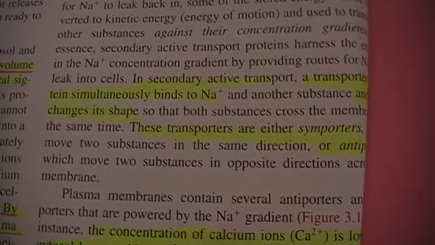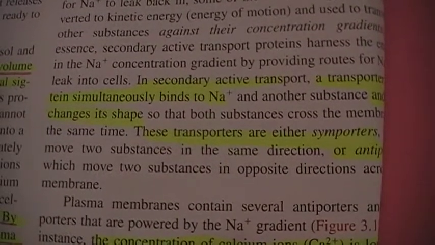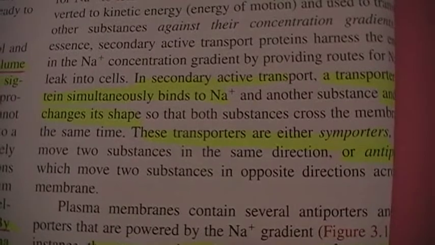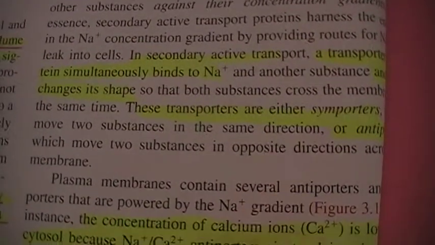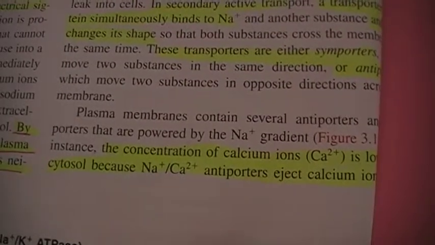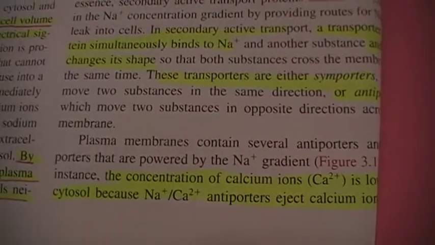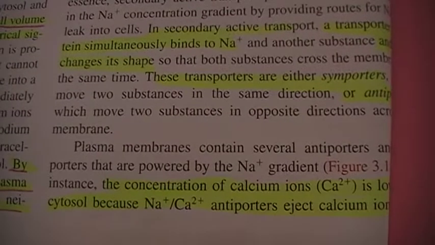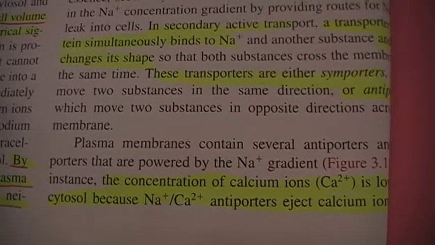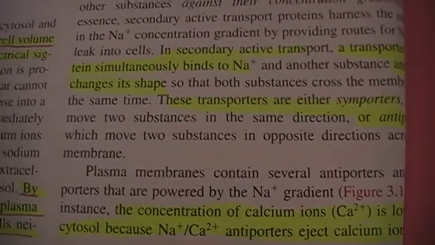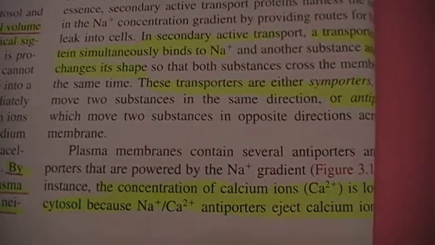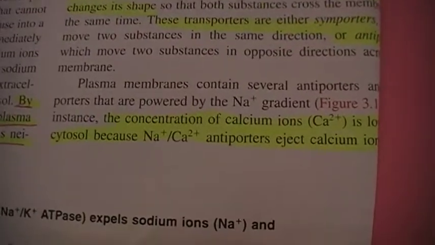If two substances cross the membrane at the same time, like in secondary active transport, they are either symporters or antiporters. Antiporters move the substances in what? Opposite directions. Symporters move the substances in what? Same direction.